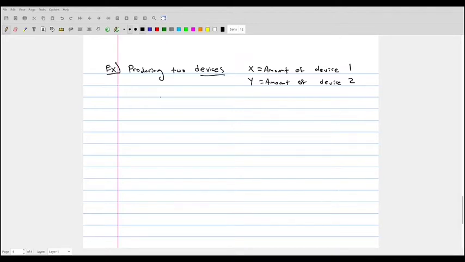And specifically, we have a production constraint, so it's subject to, it says that the maximum total amount, or combined total of these items, these devices, is equal to some value. We'll just say 60 for argument's sake. That means that X plus Y is equal to 60.